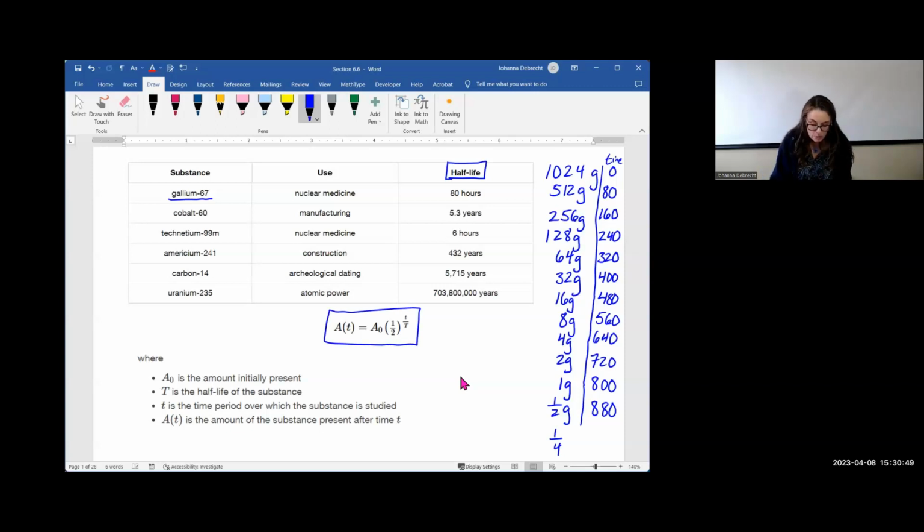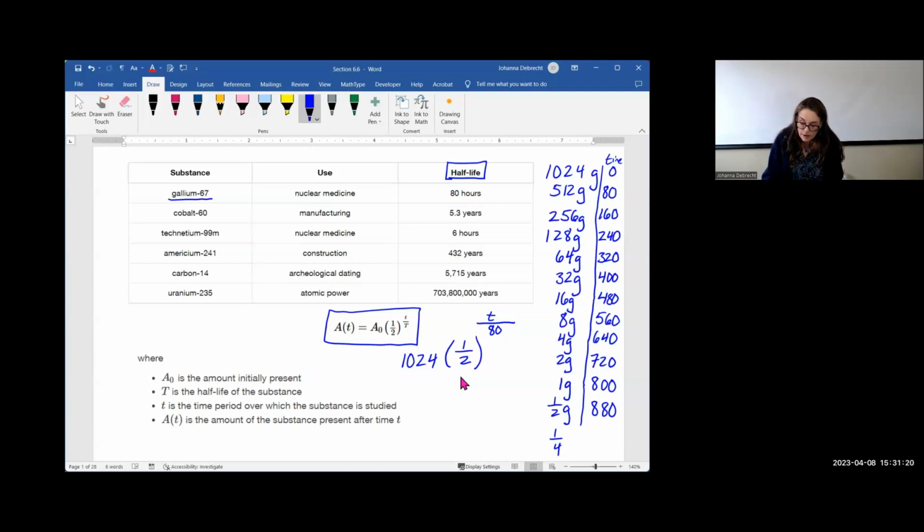When we solve these problems, we generally put them in a format like this. This A sub 0 represents the amount initially present. So for our example, that would have been our 1,024 grams. And then the base of the exponential is the half-life itself, the 1/2. And then it's raised to a power, T divided by the half-life. The half-life of gallium-67 is 80 hours. And this T has to be measured in the same units.